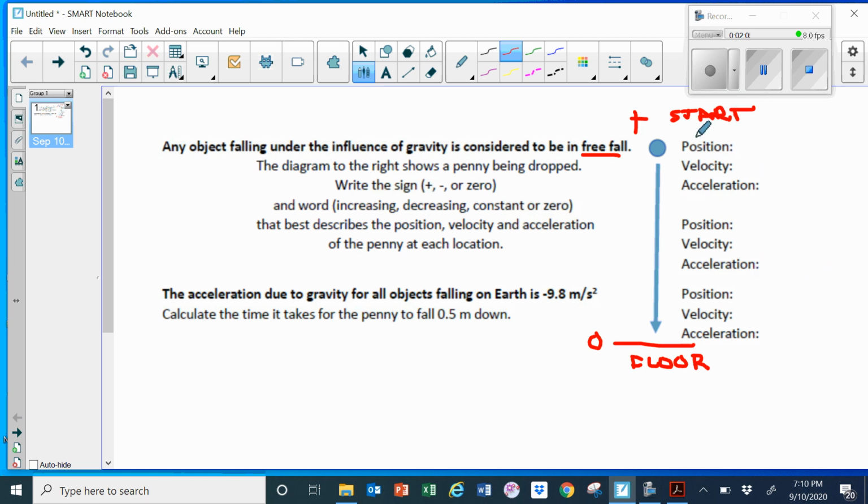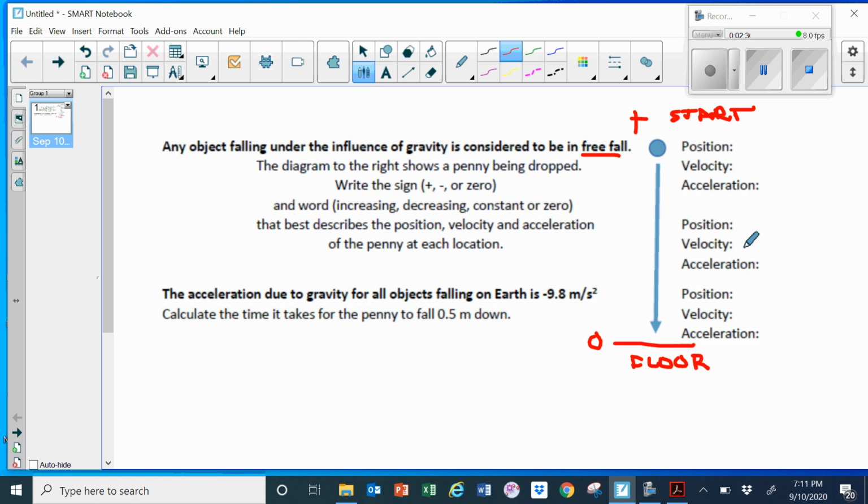So we're going to talk about early in the drop, middle of the drop, and late in the drop. We are not going to talk about the penny once it hits the floor. Once it hits the floor, it's stopped. I don't really care about that. I care about it early in the drop, in the middle of the drop, and the instant before it hits the floor.